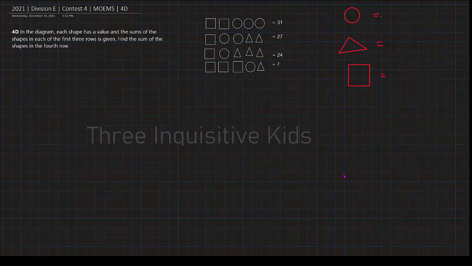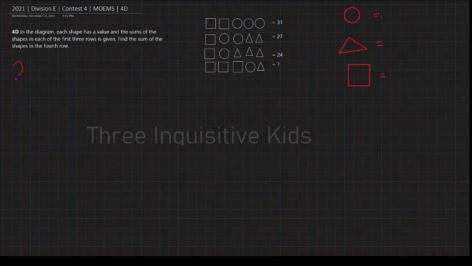In the diagram, each shape has a value, and the sums of the shapes in each of the first 3 rows are given. Find the sum of the shapes in the 4th row. So, in order to find this 4th row right here in the sum, we first have to find out what each circle, triangle, and square equals. And for me personally, I don't really work well with all of these shapes, so I'm going to put them into numbers.